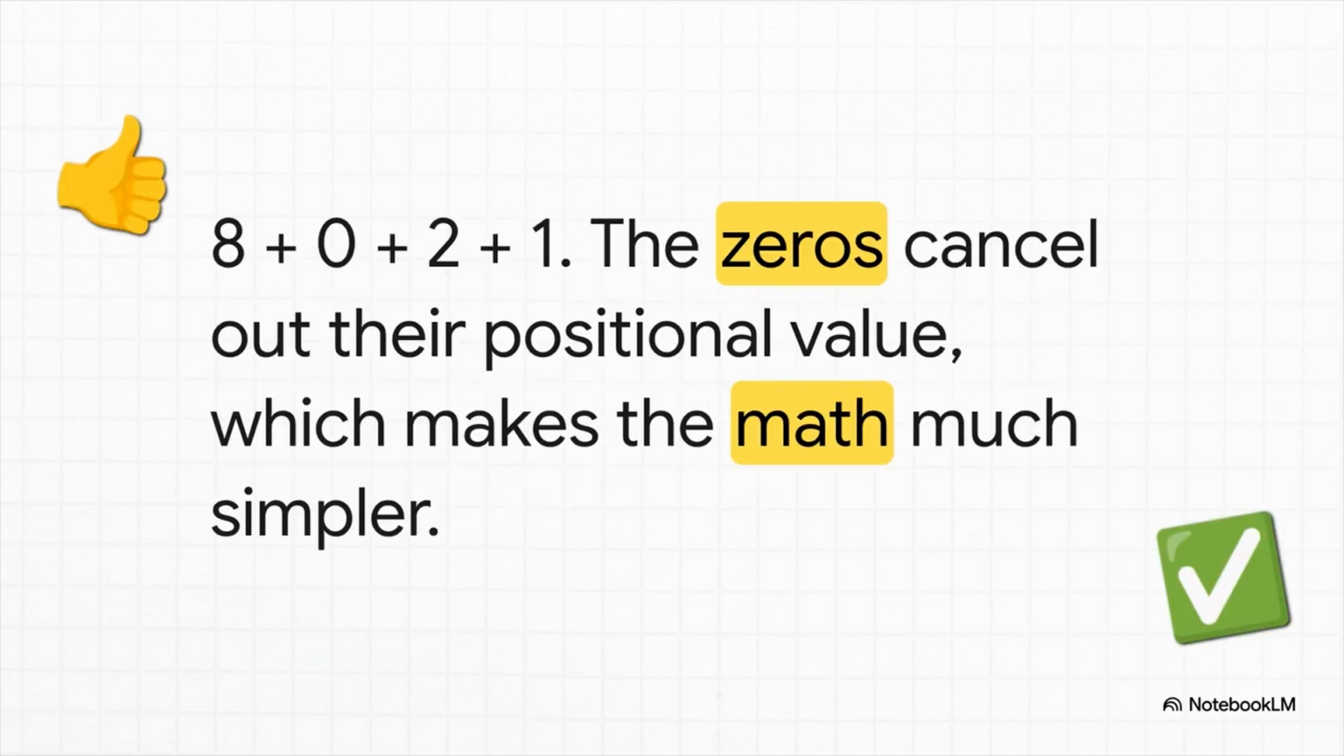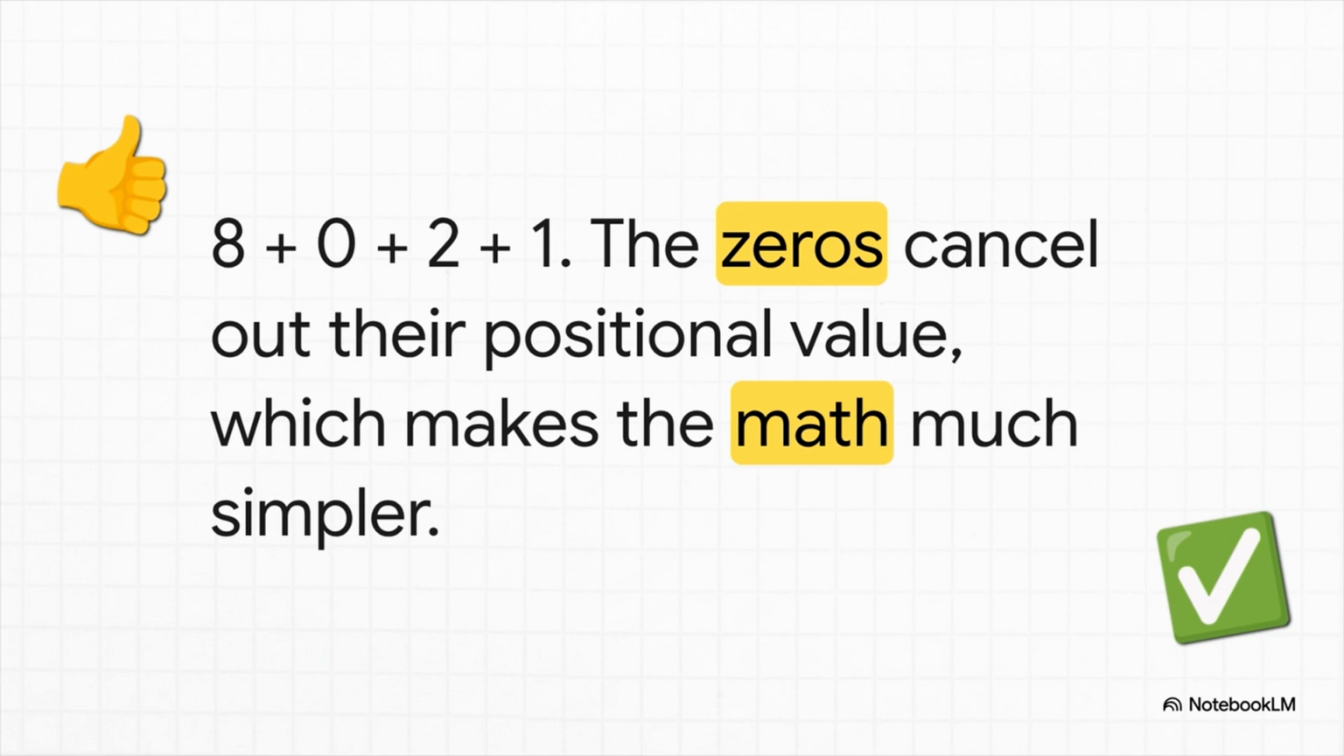We get 8, 0, 2, and 1. And notice the really useful thing here. Any position that had a 0 in it simply becomes 0 in our final sum. This is a great shortcut that makes the calculation much easier.